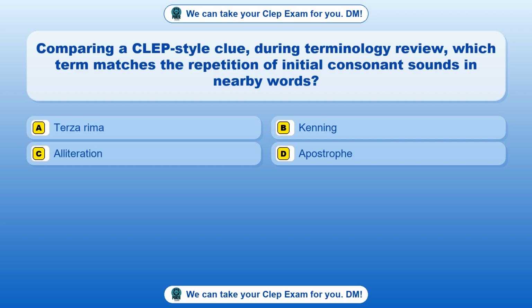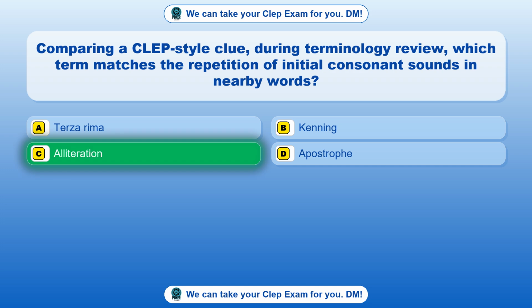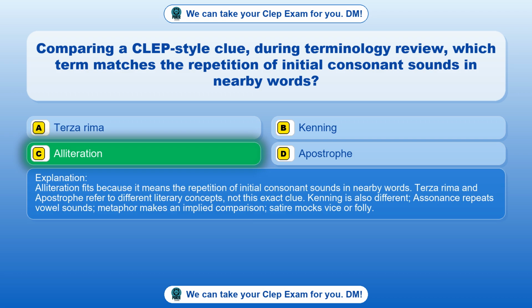Question 44. Comparing a CLEP-style clue during terminology review, which term matches the repetition of initial consonant sounds in nearby words? Option A, terza rima. Option B, kenning. Option C, alliteration. Option D, apostrophe. The correct answer is option C, alliteration. Alliteration fits because it means the repetition of initial consonant sounds in nearby words. Terza rima and apostrophe refer to different literary concepts, not this exact clue. Kenning is also different. Assonance repeats vowel sounds, metaphor makes an implied comparison, satire mocks vice or folly.